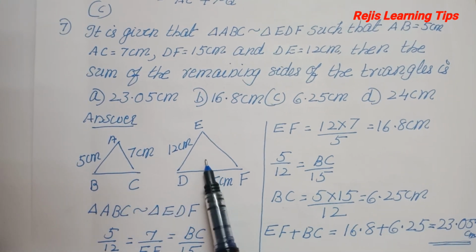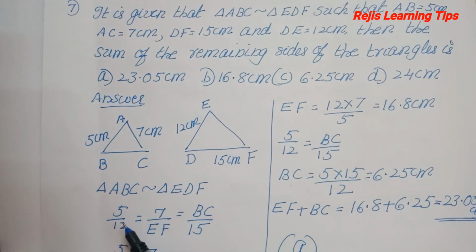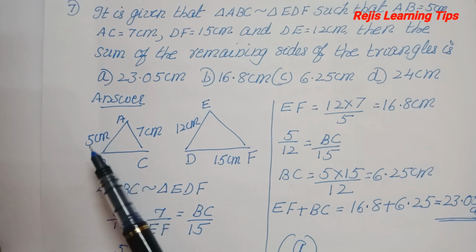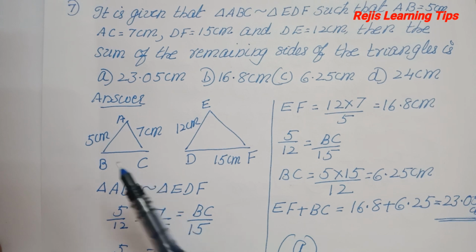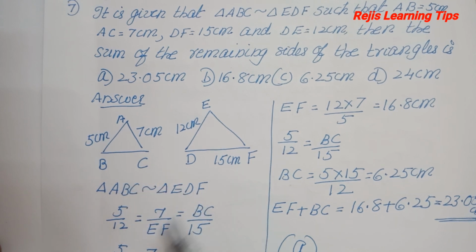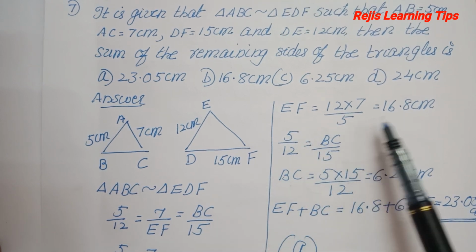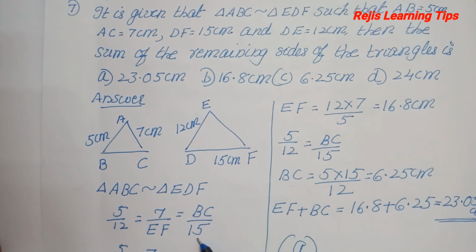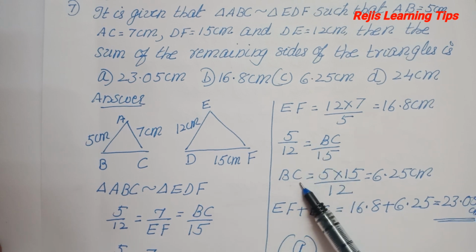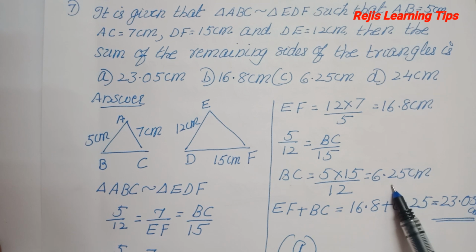Okay, these two triangles are similar, then the ratio of their corresponding sides are proportional. So 5 by 12 is equal to 7 by EF is equal to BC by 15. So 5 by 12 is equal to 7 by EF. Then EF is equal to 12 into 7 divided by 5, so that is 16.8 cm. Similarly, 5 by 12 is equal to BC by 15. So BC is equal to 5 into 15 divided by 12, that is 6.25 cm.